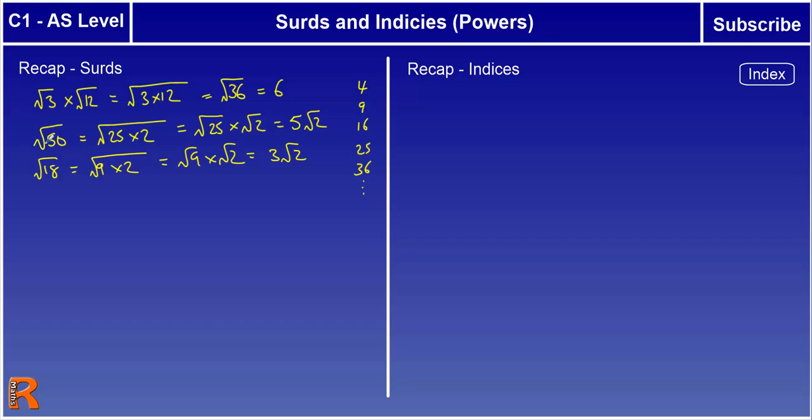So if I was adding the square root of 50 and the square root of 18, they may look like they can't be combined, or maybe you think they can. But the reason they can be combined is because we've got 5 lots of root 2 and 3 lots of root 2. So we could add those together to make 8 lots of root 2.